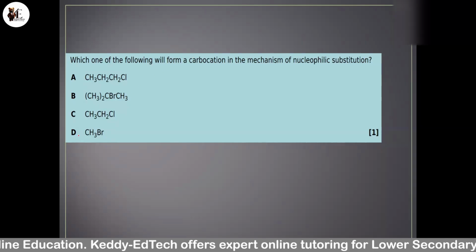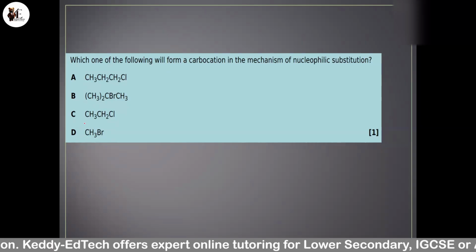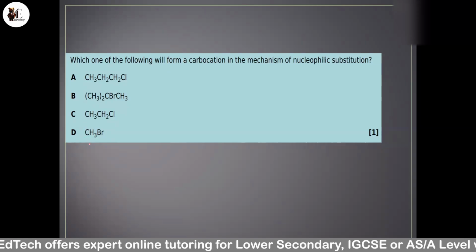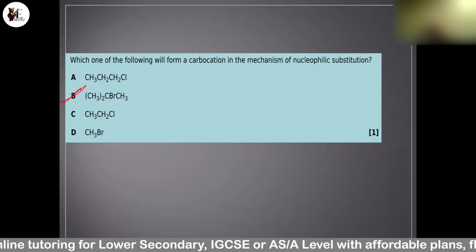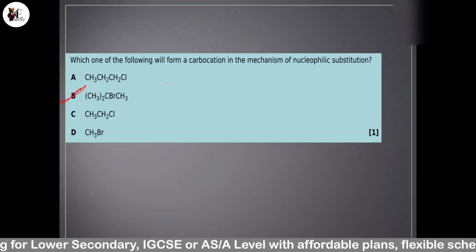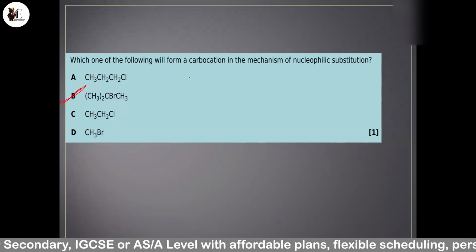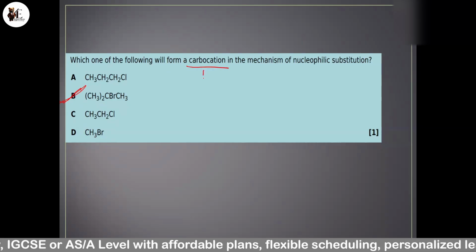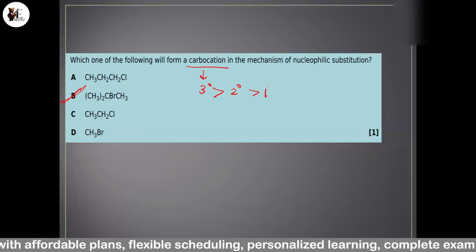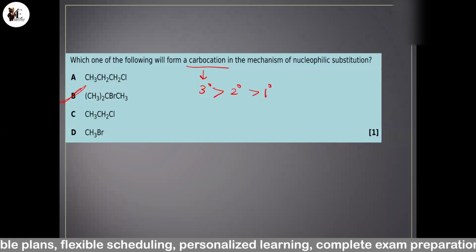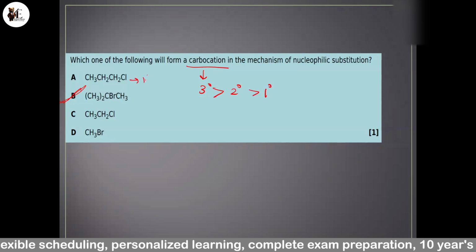B or D? B, right? Yes, very good. Because we have to check carbocation formation, and we know that a 3-degree carbocation is more stable than a 2-degree, than a 1-degree carbocation. Okay, so if we talk about this one, then it is 1-degree, which is very less stable.